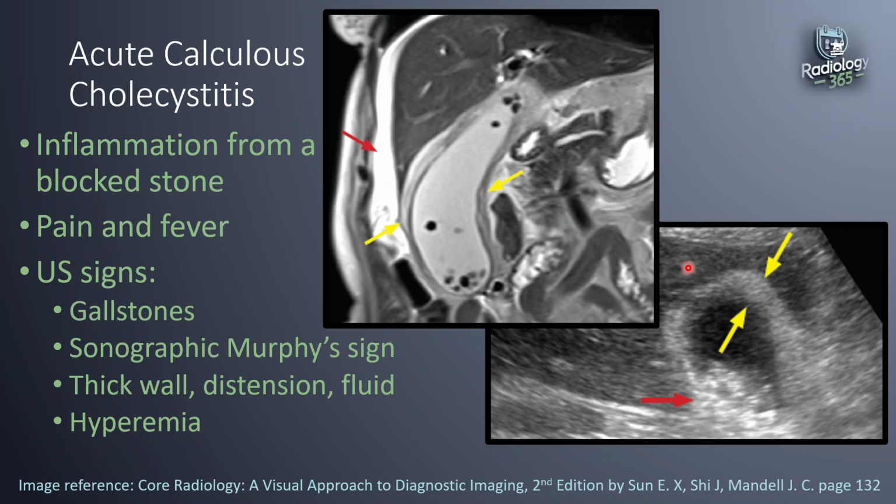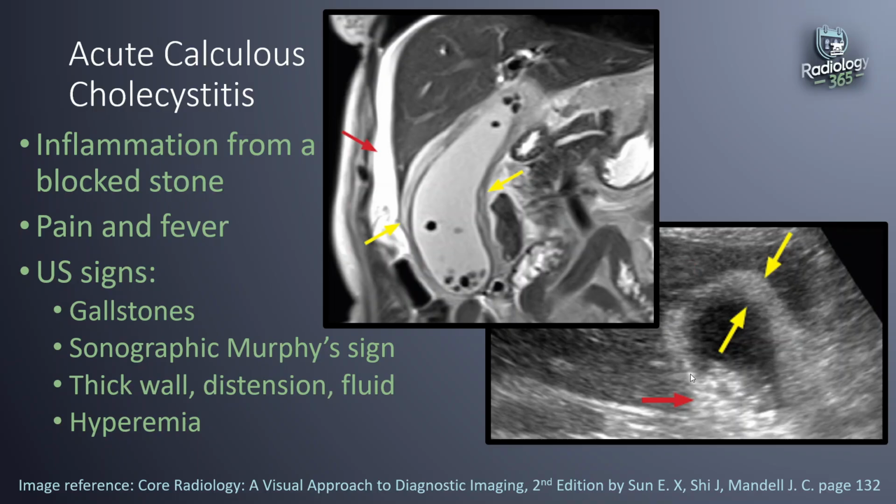So you may see stones, you may have pain when pressing the hypochondriac region, something we call the Murphy sign or the sonographic Murphy sign. You could have a thickened wall of more than 3 millimeters. The gallbladder may be enlarged. You may have pericholecystic fluid and extra blood flow or hyperemia seen on Doppler.